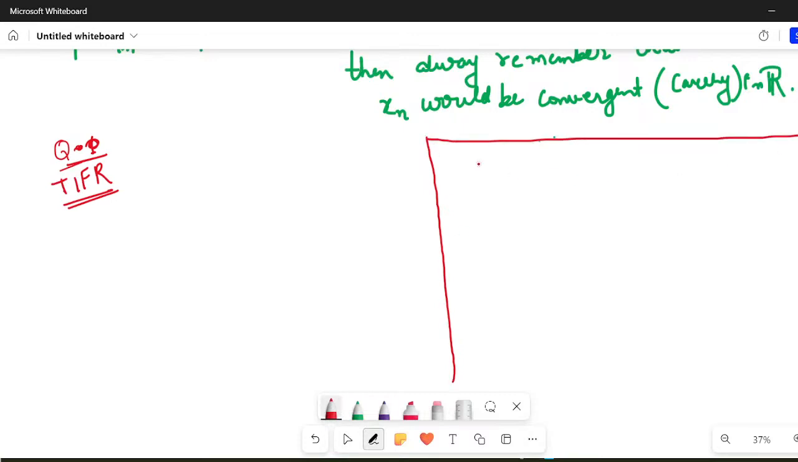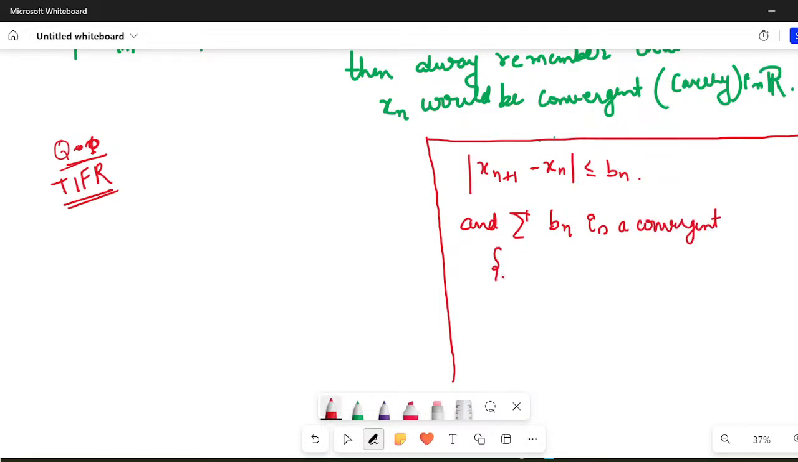So see, what I have written here is: if I'm stating that |x_{n+1} - x_n| is less than or equal to b_n, and summation b_n is a convergent series, then always remember that x_n is a Cauchy sequence in R.